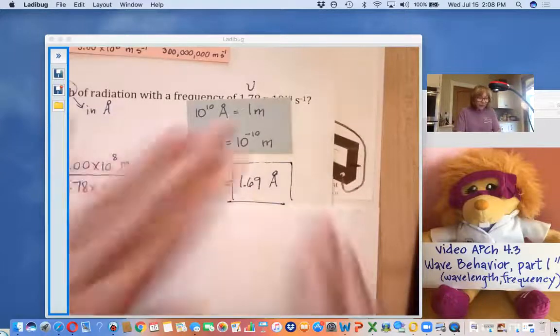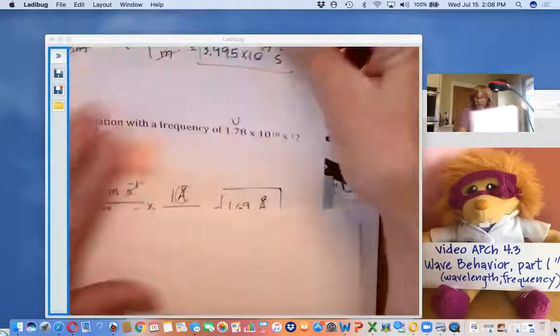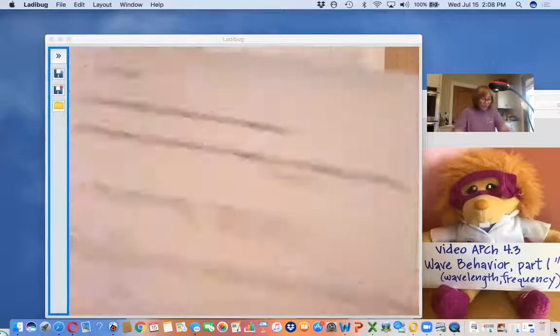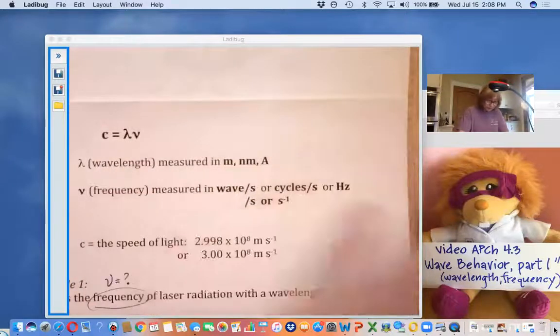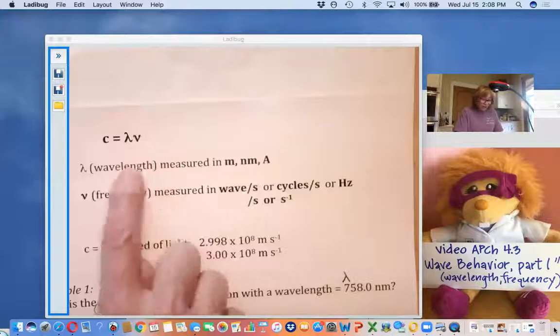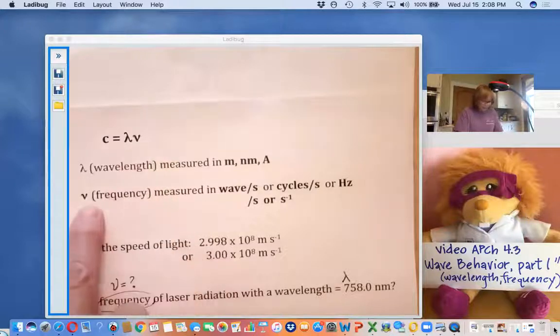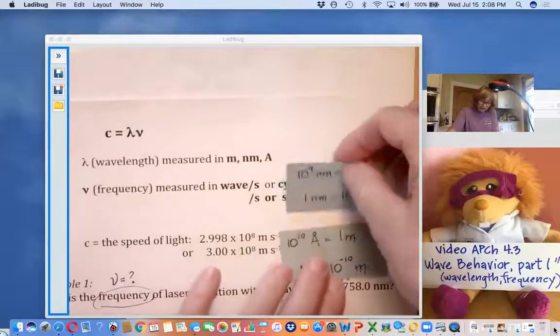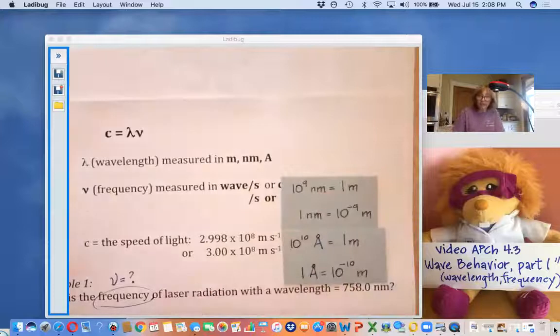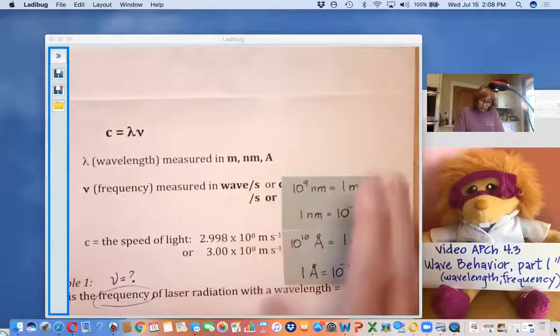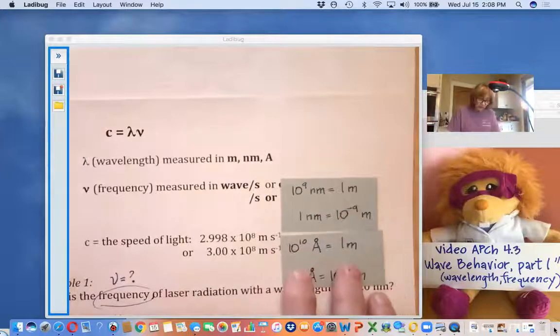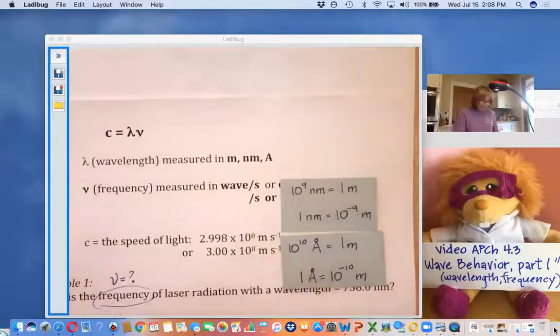All right, so guys, I hope those 2 examples helped you to see how we're going to apply this equation, solving either for wavelength or frequency. And along the way, chances are good that you're going to need to use these equivalences. So you're going to want to put them in your notes and start getting really familiar with them.